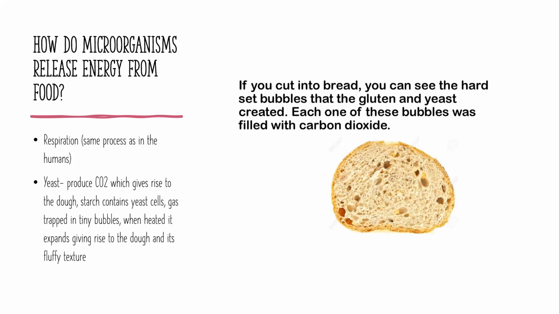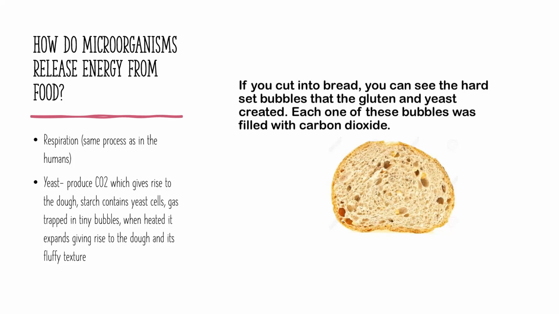Now, since it produces carbon dioxide, the starch that we put into the dough contains yeast cells. These yeast cells, these microorganisms, go and respire, and through this respiration, the carbon dioxide that is produced is trapped in tiny bubbles. And when you heat that dough in the oven, it expands and gives rise to the dough. These tiny bubbles are filled with gas. So the gas bubbles expand and give rise to the dough, and that is when the dough rises.